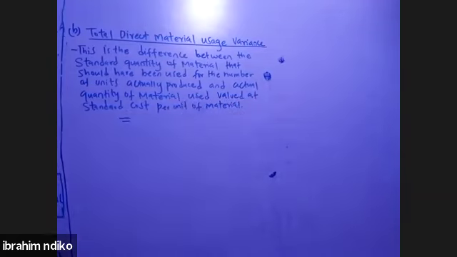So the difference between the standard quantity of material that should have been used for the number of units actually produced and what was actually used, valued at the standard cost of that material. And you can see this is the formula.